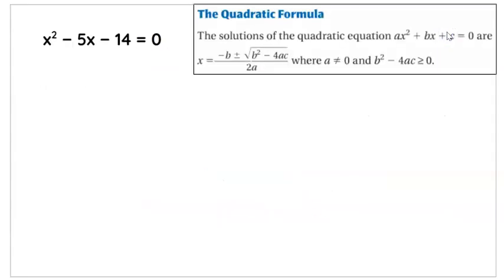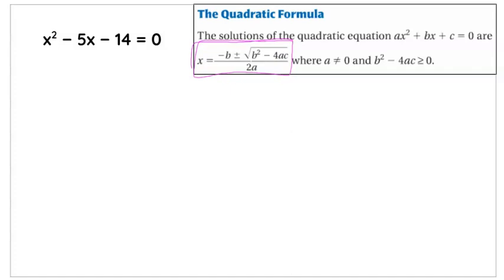So the first thing is, what is the quadratic formula? The quadratic formula is this equation right here. x equals negative b plus or minus the square root of b squared minus 4ac, all over 2a. It's kind of a mouthful, but once we plug everything in, it's a really nice and easy way to find the solutions of a quadratic equation.